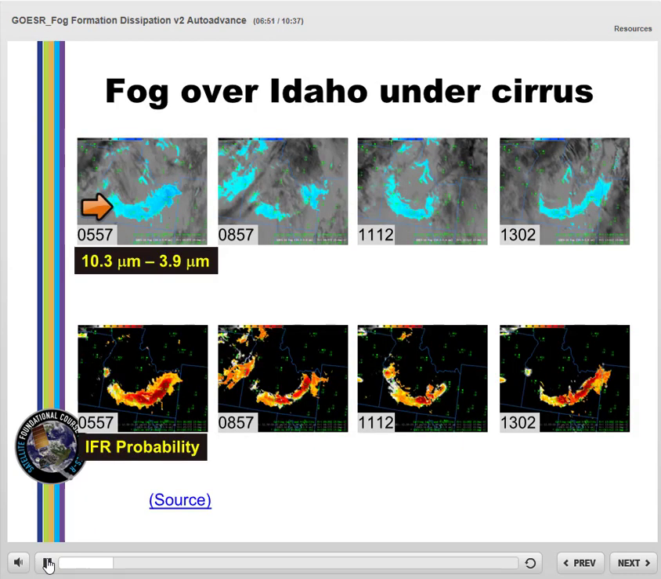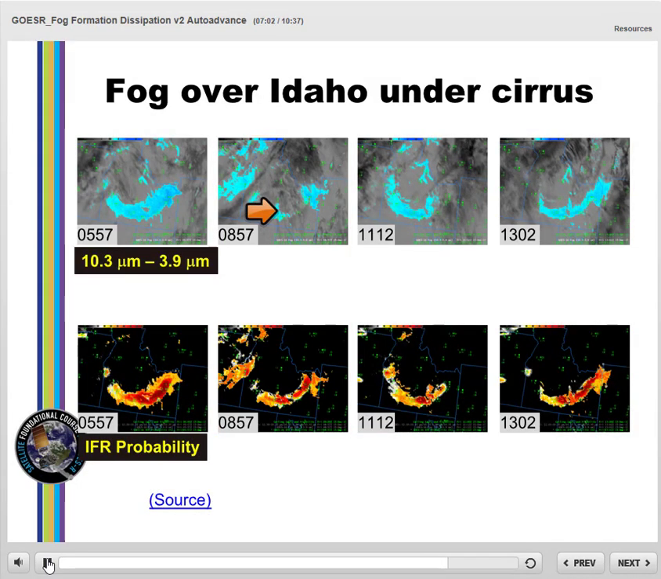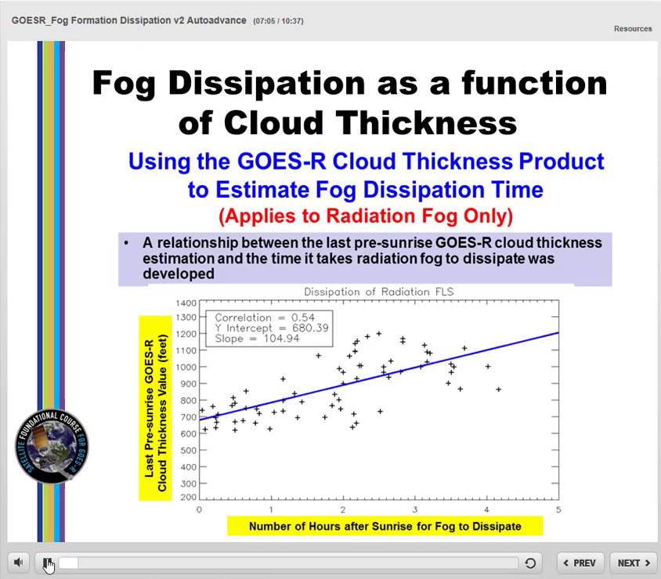These images show topography constraining low clouds around the Snake River in Idaho. Occasional cirrus here makes the brightness temperature difference field suboptimal for fog detection, but IFR probability fields maintain a consistent signal. GOES-R cloud thickness, the last one before sunrise shown here on the y-axis, and fog dissipation time on the x-axis are related.